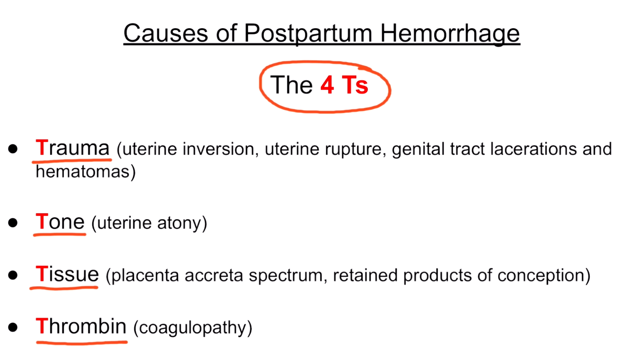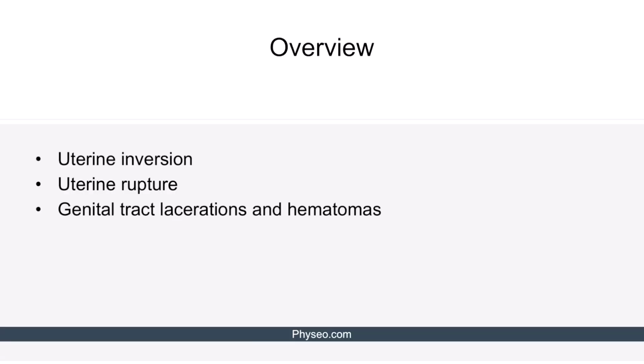Also know that this video is focused only on the top one, trauma. Tone, tissue, and thrombin are covered in the next video. So here's an overview of the 3 diagnoses that we'll discuss in this lecture. As mentioned, these all fall under the first of the 4 T's, which stands for trauma. I'll start with uterine inversion.